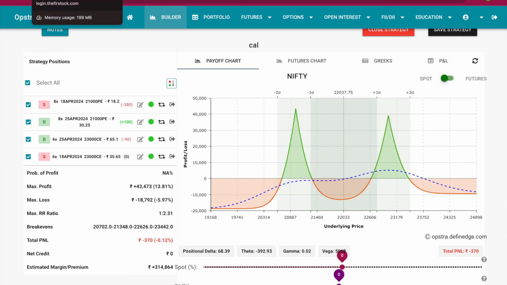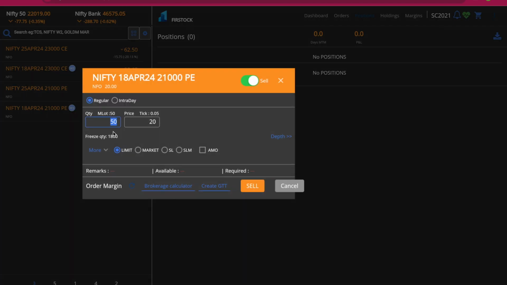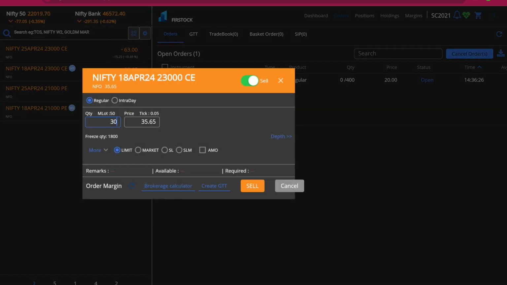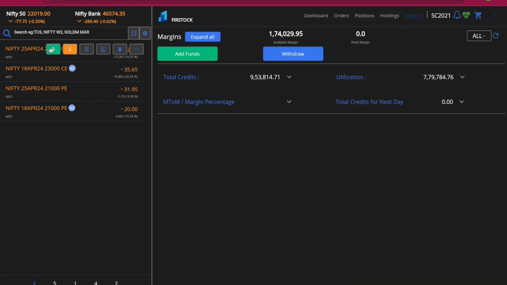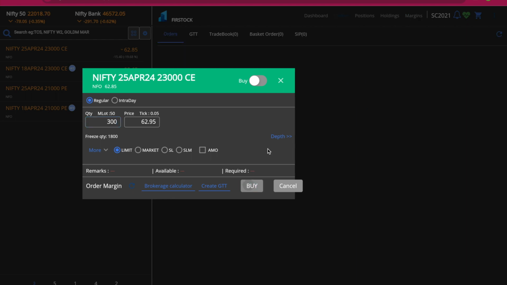8 lots PE and 6 lots CE. So PE is 8 lots. So we start with the selling part. So here we go ahead and sell this at 8 lots. 400 limit sell. Okay, and 6 lots of CE. Go ahead here, sell 300 quantity, sell. Okay, so now why is this showing pending. Okay, now the margins here are okay. CE we have to buy again at 300 quantity. We have to buy.